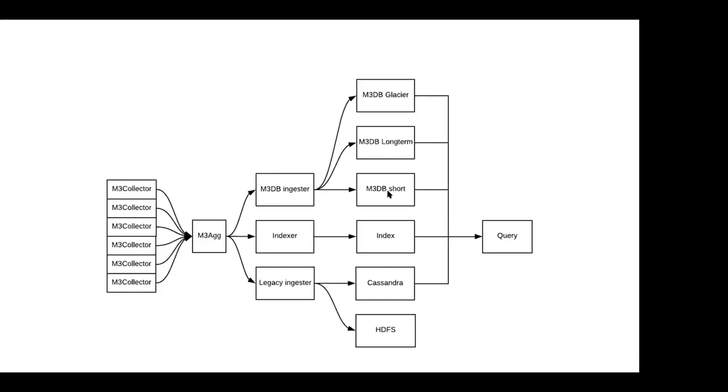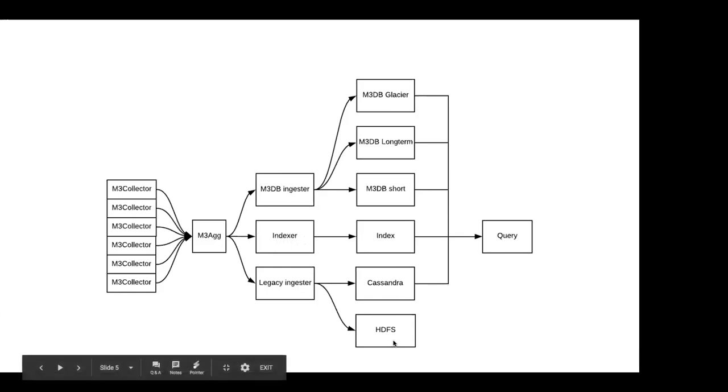We isolate the storage by retention use cases. Short-term stores data with shorter retention, and Glacier stores data with years or unlimited retention. And then we have an indexer, which stores the data index. And then we have some legacy ingesters that still write data to Cassandra and HDFS. And then we provide a query service on top of our storages.